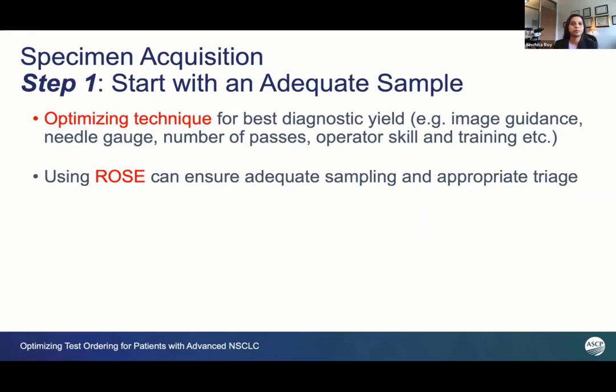Step one is specimen acquisition. So you want to start with an adequate sample. And how do you ensure you're getting an adequate sample? One is optimizing the technique.